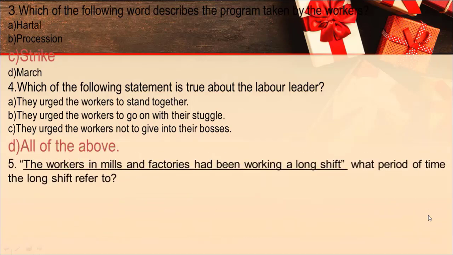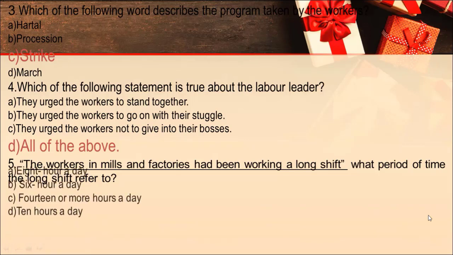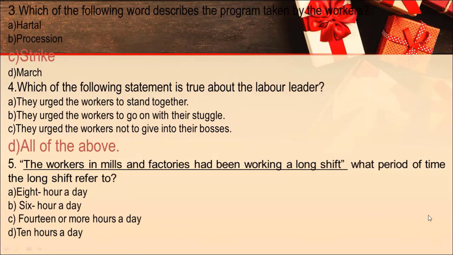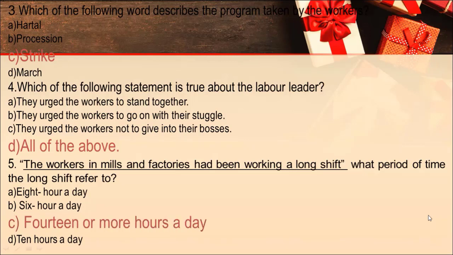Question number 5. The workers in mills and factories had been working a long shift. What period of time the long shift referred to? A. 8 hours a day. Option B. 6 hours a day. Option C. 14 or more hours a day. Option D. 10 hours a day. And the answer is 14 or more hours a day.